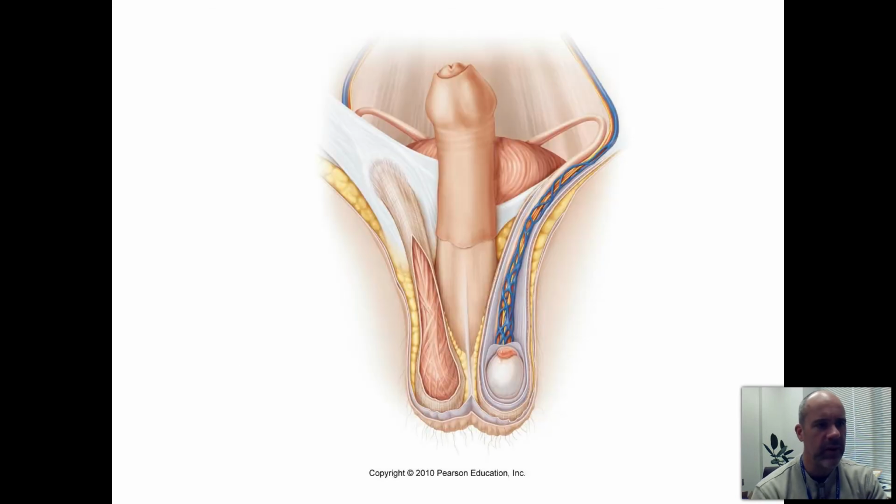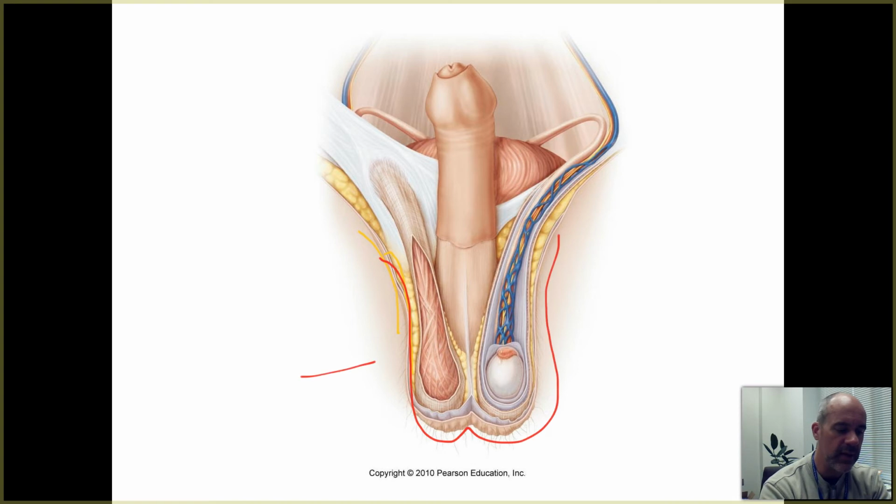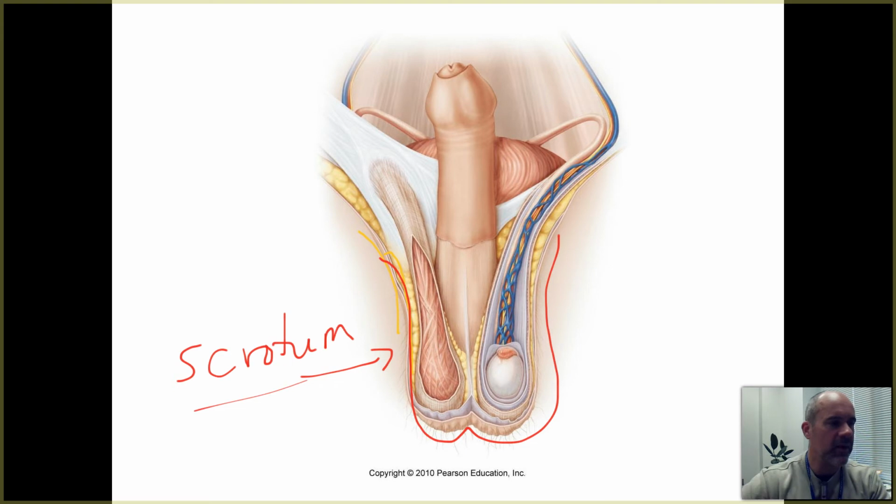All right, so we're going to do the male reproductive anatomy first, and the first term on your study guide for the male anatomy is the scrotum. The scrotum is the skin-covered sac that hangs down below the abdominopelvic cavity.